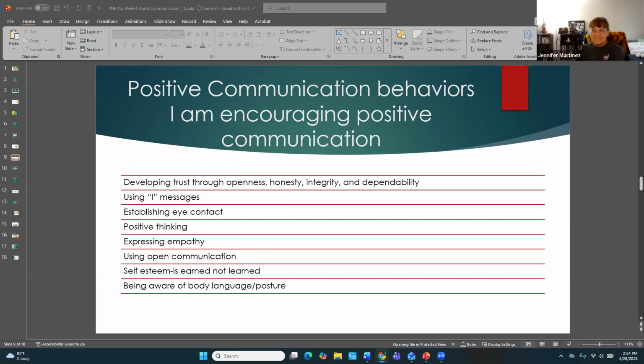Other parts of communication, okay? And so, when we're building that therapeutic relationship with our patients, it is really important that we use these therapeutic communication styles. And so we always want to be open, we want to be honest, we want to have integrity as well as dependability when we are communicating with our clients. We also want to use I messages. And this is something not many people really pay attention to. But what are I messages? Has anybody heard the term I messages before?